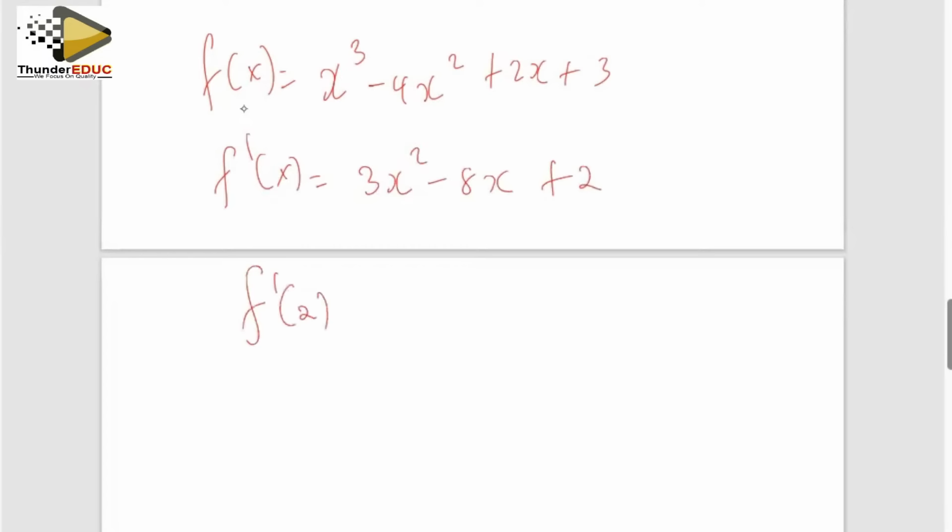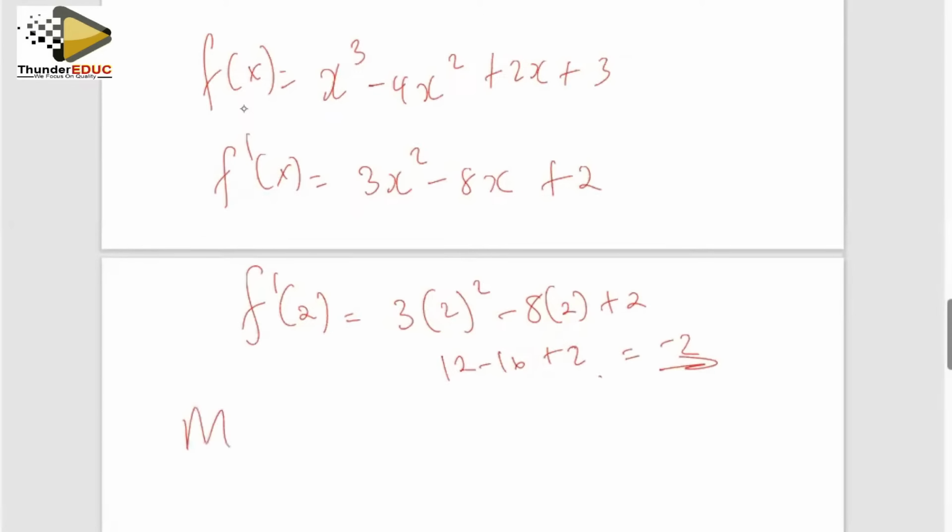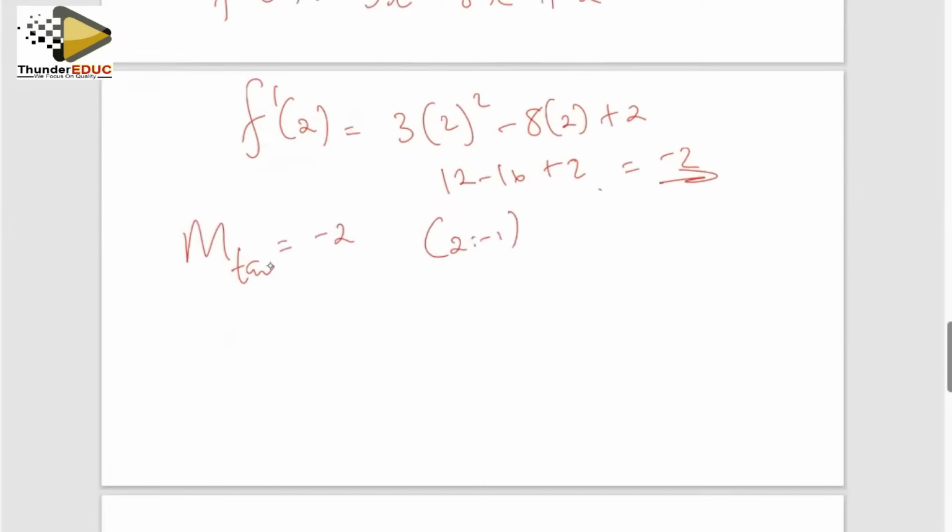Let's substitute the 2 so that we get the exact value of the gradient. So 3 times 2 squared minus 8 times 2 plus 2. That is going to be 12 minus 16 plus 2. 14 minus 16, which is negative 2. So we have the gradient of the tangent as negative 2. We have a point which is 2 and negative 1. So let's use that and find the equation of that line.